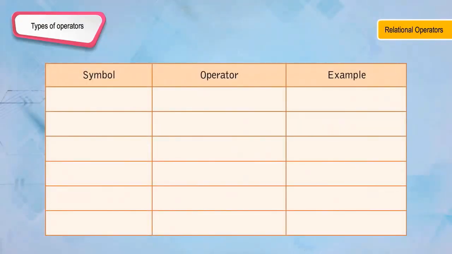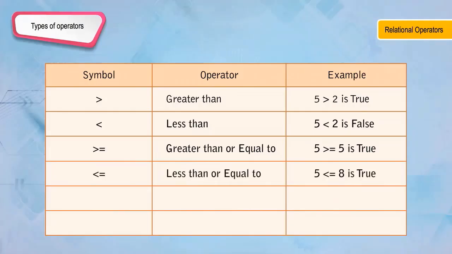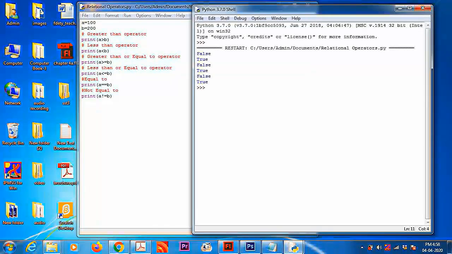Symbol, operator, example. Greater than: 5 > 2 is true. Less than: 5 < 2 is false. Greater than or equal to: 5 >= 5 is true. Less than or equal to: 5 <= 8 is true. Not equal to: 5 != 5 is false. Equal to: 5 == 5 is true. Program. Output.